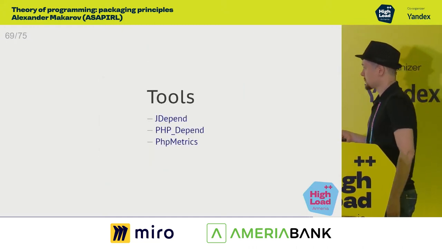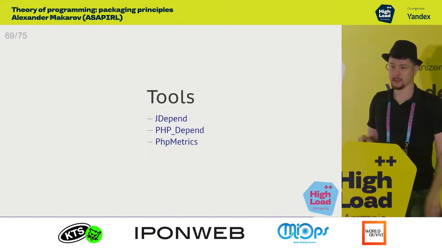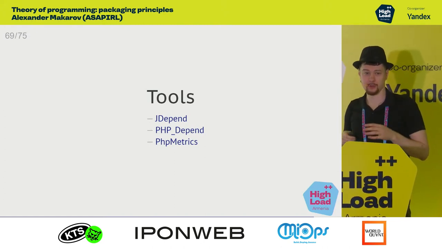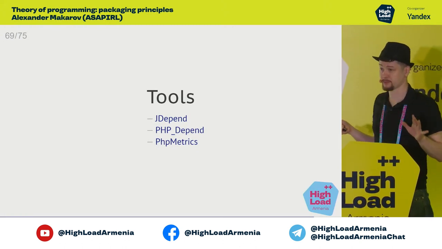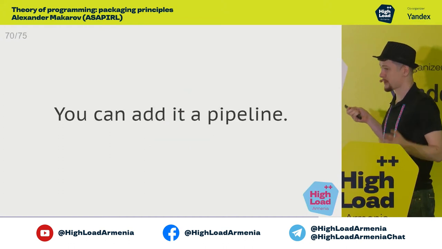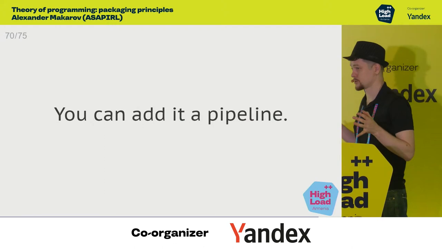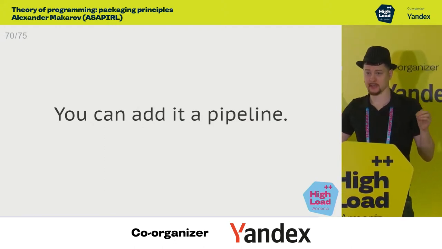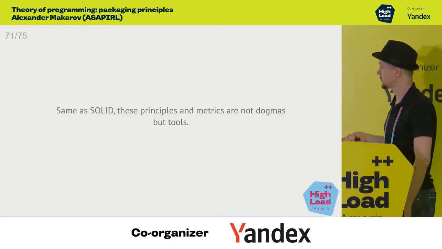Okay, so there are tools to draw this. Originally the graph was made with JDepend. It's an old tool for Java, then it was ported to PHP Depend and PHP Metrics. And it's useful to add these to the pipeline to generate some images of your classes and just check it. If there are some classes or modules in the red areas, that's something to consider for refactoring.